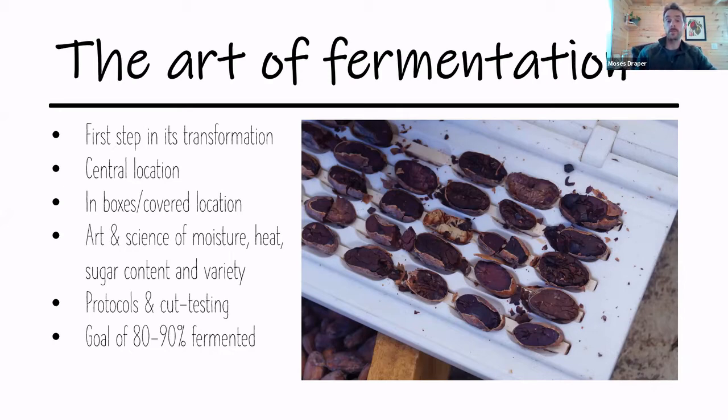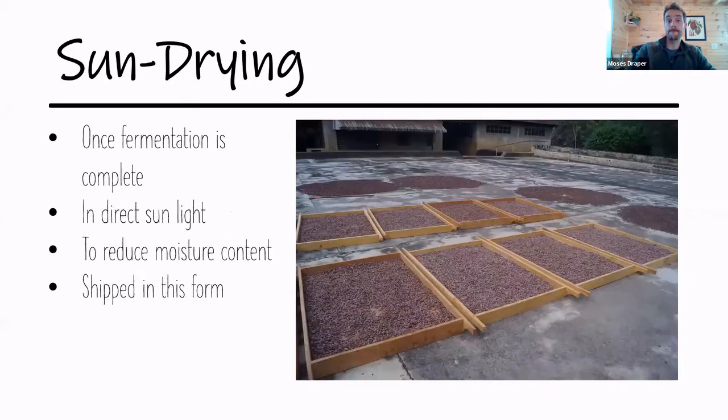So the picture here is what's called a cut test, and they cut the beans and they're sampling to see how well fermented the cacao is. And so this is really the first step in the enzymatic and chemical transformation of cacao. The phytic acids are starting to be removed at this point, and the flavor is starting to change. The color will also darken.